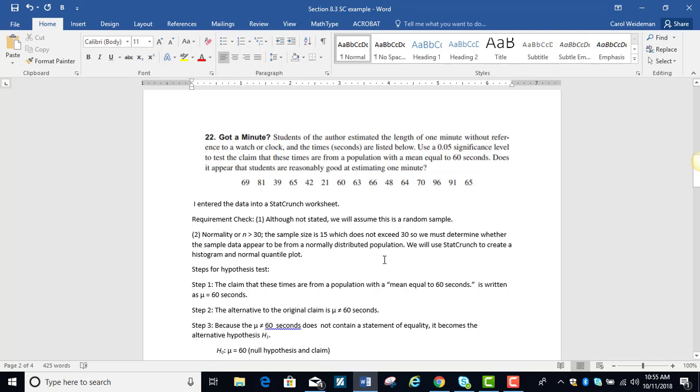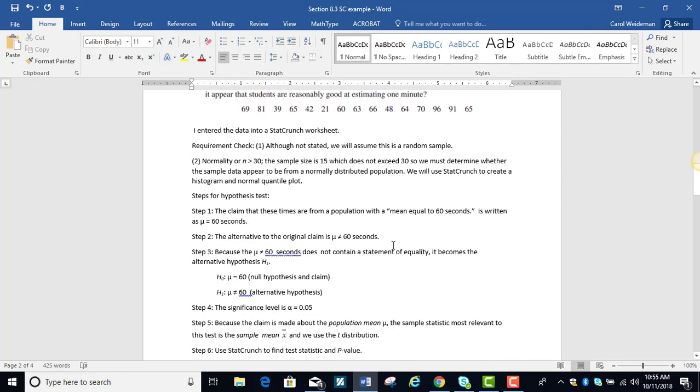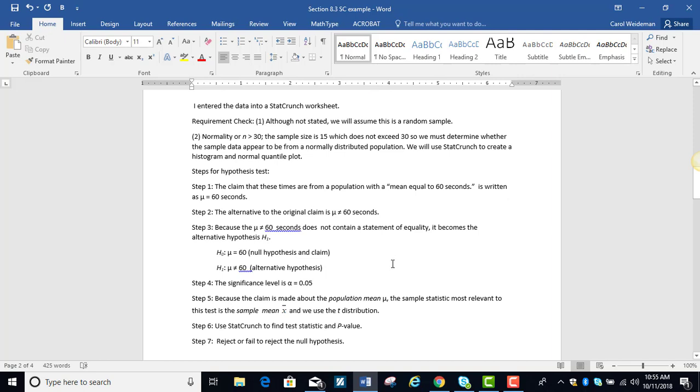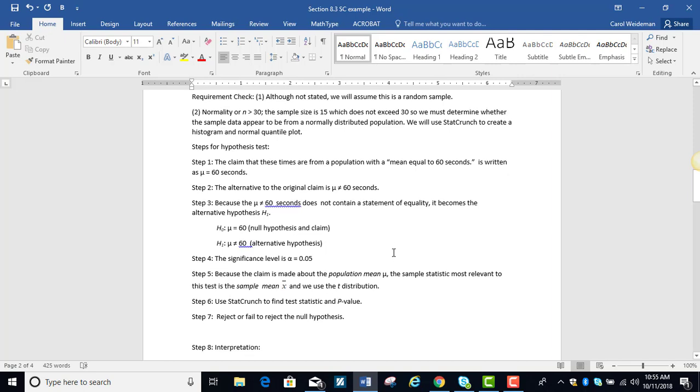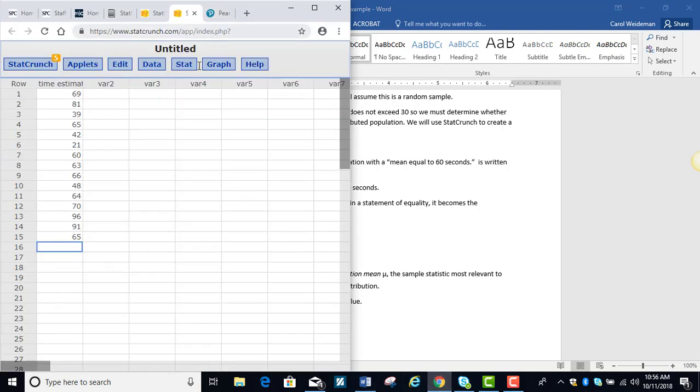Step 1, the claim that these times are from a population with a mean equal to 60 is written as mu equal to 60. The alternative to the original claim is not equal to. Because the claim mu equal to 60 contains a statement of equality, it is the null hypothesis. So our null will be mu equal to 60, our alternative will be mu not equal to 60. Significance level alpha 0.05. Because the claim is made about a population mean mu, the sample statistic most relevant to the test is the sample mean x bar, and we will use the t-distribution. And we're going to go to StatCrunch.